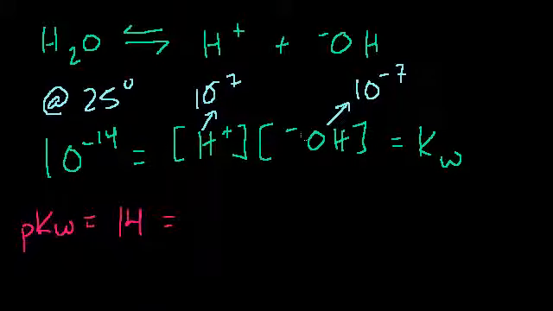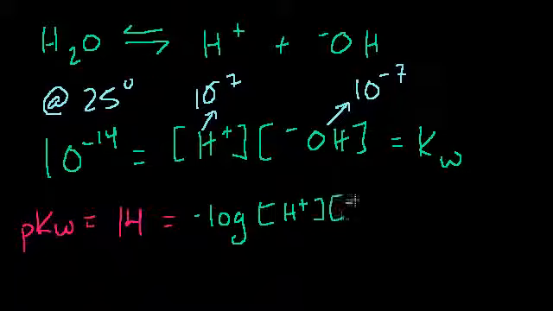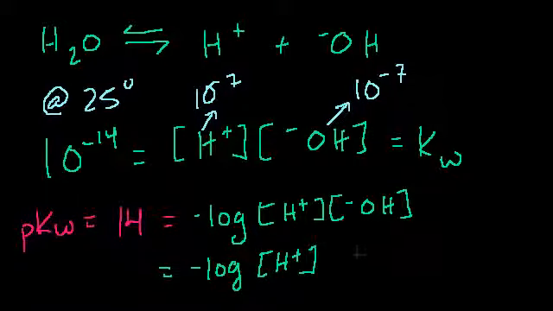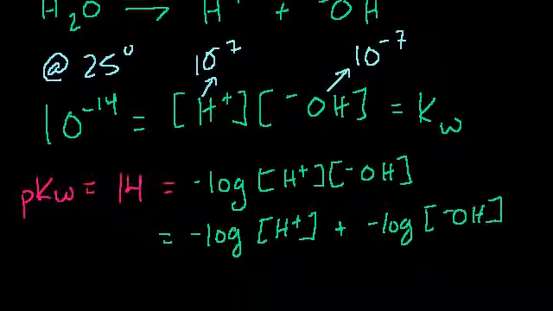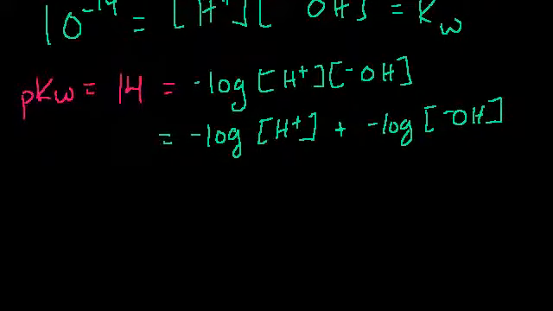well, if I take the negative log of this side right here? Let me do that. This is just logarithm properties. This is more math than chemistry. So the log of H plus times OH minus, our hydroxide ion, that's the same thing, just logarithm properties. This is the same thing as minus log of H plus, plus the minus log of OH minus.